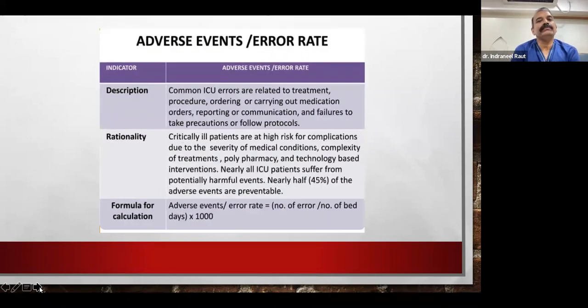Next slide. Adverse events. Common ICU errors are related to treatment, procedure, ordering. An adverse event would include a medication error.